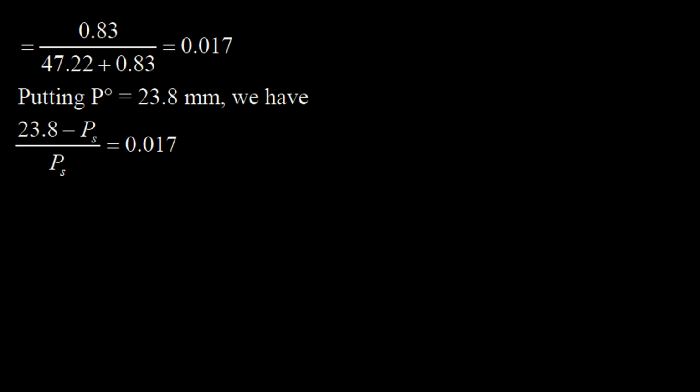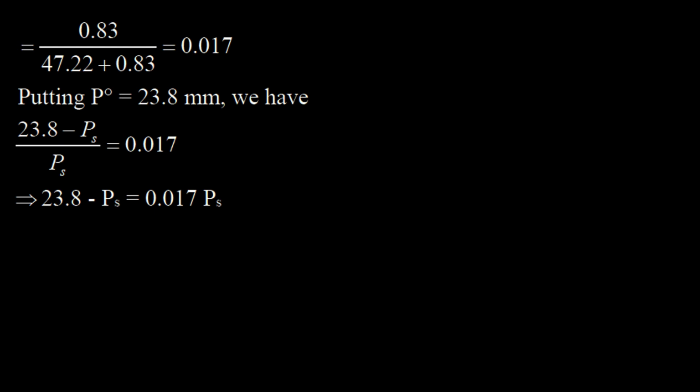We have 23.8 minus the vapor pressure of the solution, divided by... here the solution is very dilute. So when you're using dilute solutions, the formula will be changed to P naught minus PS divided by PS. The derivation of which is not required, but when the solute is very little in amount, we divide by the vapor pressure of the solution instead of the vapor pressure of the pure solvent. So 23.8 minus PS divided by PS is equal to the value we have already found, 0.017.